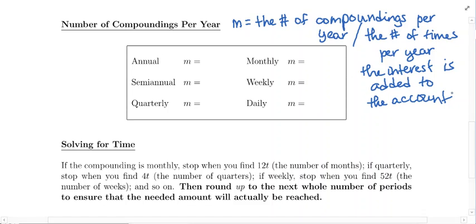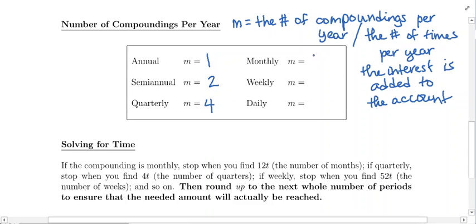they're going to have an M value. So we're going to talk about what you should use when you see these particular phrases. So for example, compounded annually. Annually means one time a year, so your M value would be 1. Okay, if you see compounded semi-annually, that's twice a year, every 6 months. So M would be 2. Okay. Quarterly, we've already seen, means 4 times a year, so M would be 4.